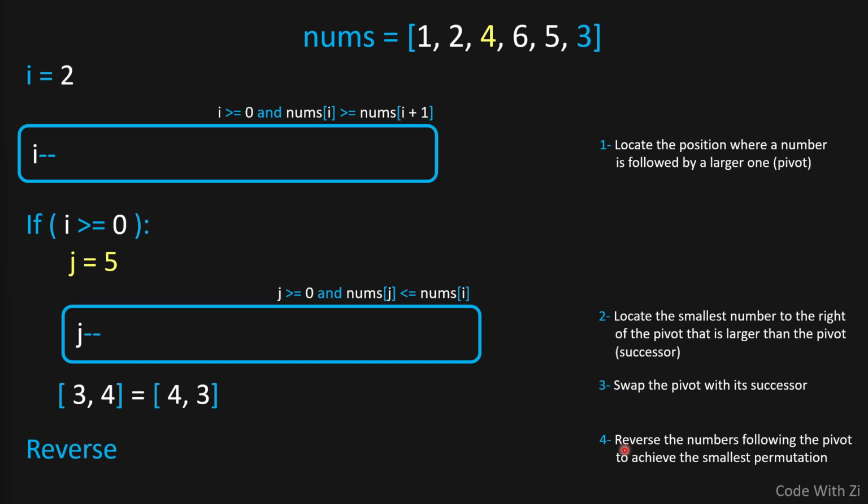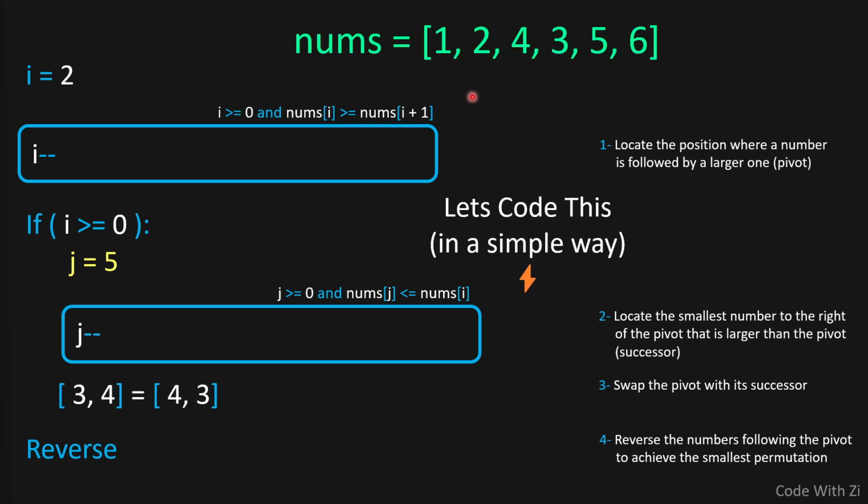In our final step, we're going to reverse the numbers following the pivot position to achieve the smallest permutation. Well, let's do that. This is our pivot position. All of these numbers here have to be reversed. We have to go from 6, 5, 3 to 3, 5, 6. Like so, 3, 5, 6. And this is going to be our answer.